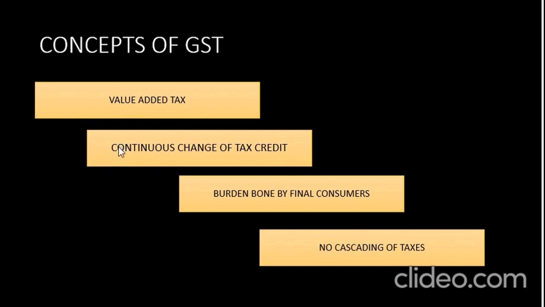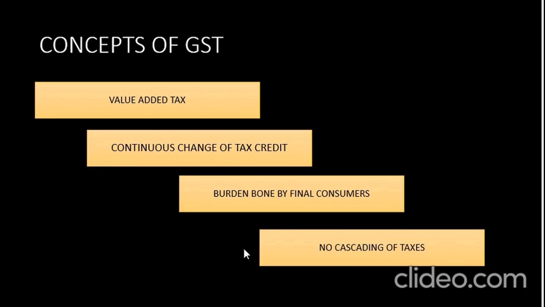Next, it is a continuous chain of tax credit. GST offers comprehensive and continuous chain of tax credit from the producer's point or service provider's point up to the retailer's level and consumer's level, thereby taxing only the value added at each stage of the supply chain. As I've told, during the supply chain, there will be the benefit of input tax credit facilities.